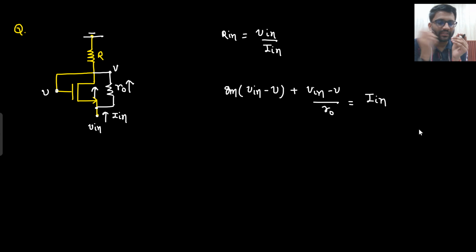The issue is this V potential, because what is my target? To get the relation between Vin and Iin. So the issue is this V potential. So I need to get this V potential in terms of Iin or Vin.